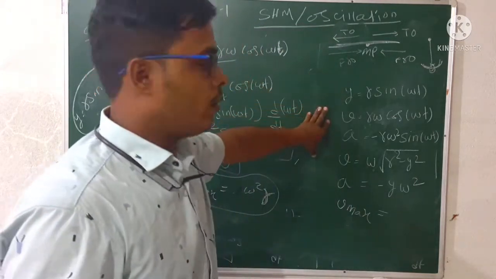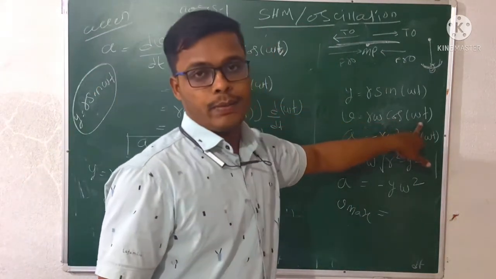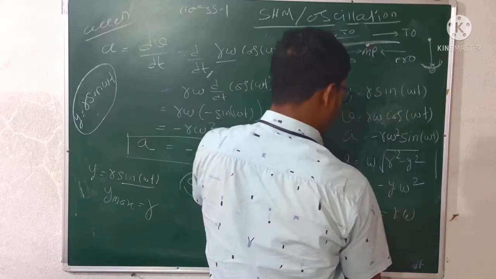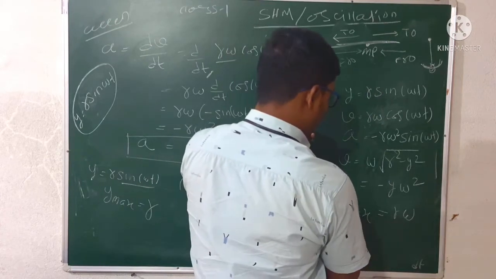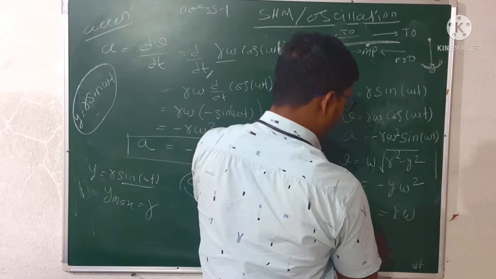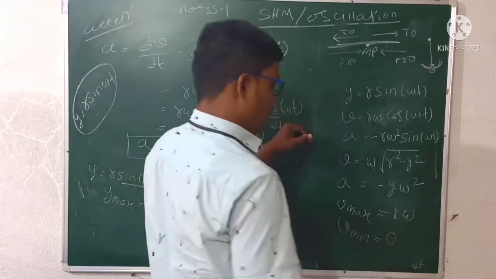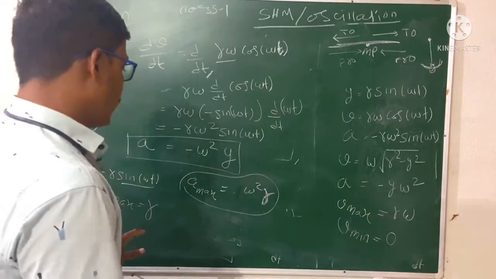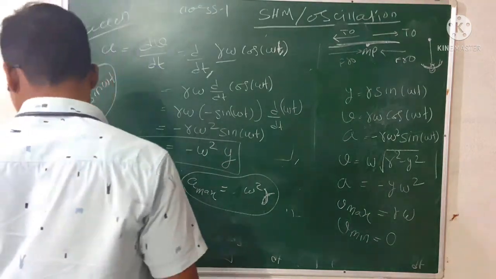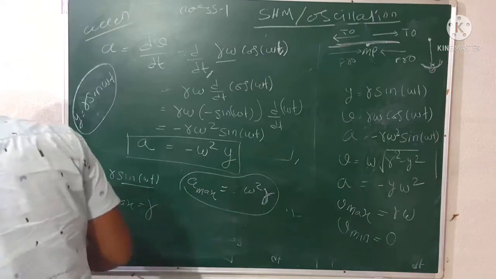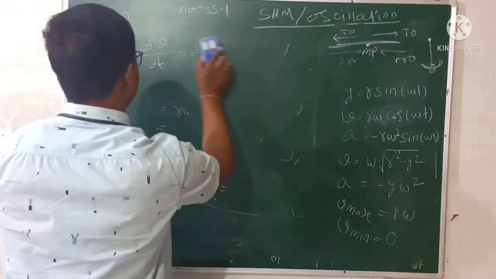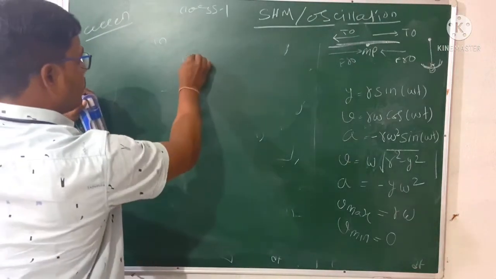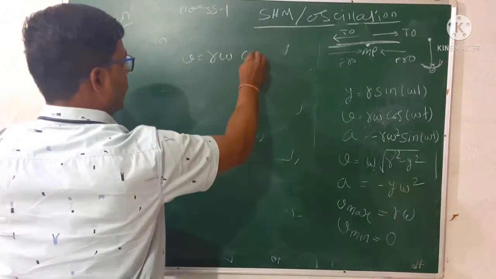v will be maximum when cosine omega t is maximum. What is the maximum value of cosine omega t? That is 1. Hence the maximum value of velocity is r omega. What is the minimum value of velocity? That is 0, because cos pi by 2, cos 90, is 0. So remember, the velocity is nothing but r omega cosine omega t.